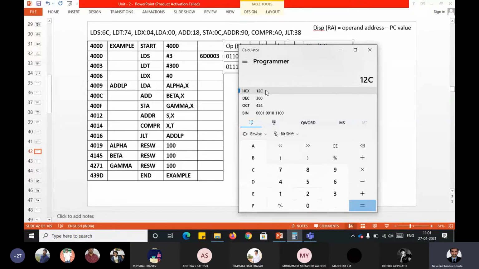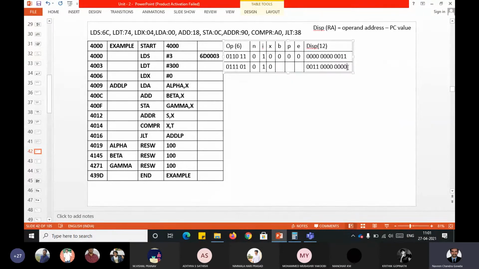It is 12C, which is 0001 is 1, 0010 is 2, and 1100 is C. So this is what you got as 12C instead of 300, because 300 is in decimal, which you have to convert to hexadecimal. For finding this displacement, you made use of neither the base register nor the PC. And as usual, E will be 0 because it is format 3.